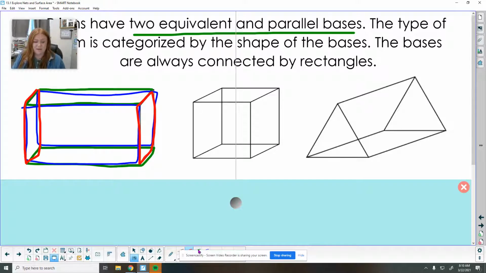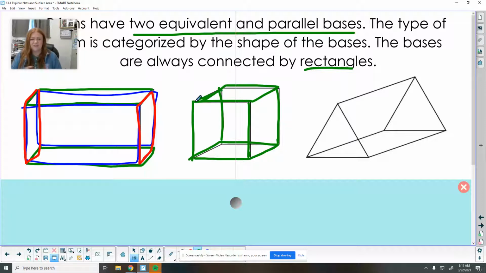So next we have what we looked at before, this one sitting on the square. It has another square exactly the same across from it. And then it's connected by all of these squares or rectangles that are exactly the same. So when every figure on it is a square that's exactly the same, this one is a cube. We could call it a square prism, but a cube is another name for it.